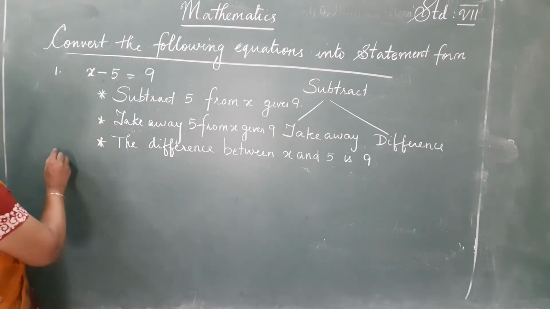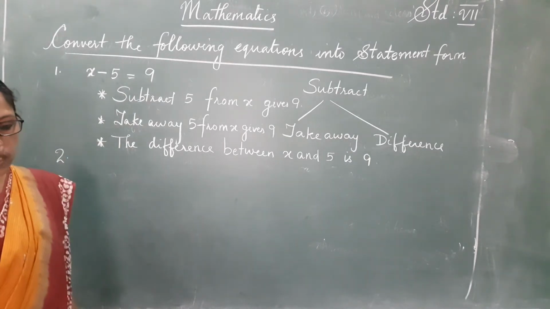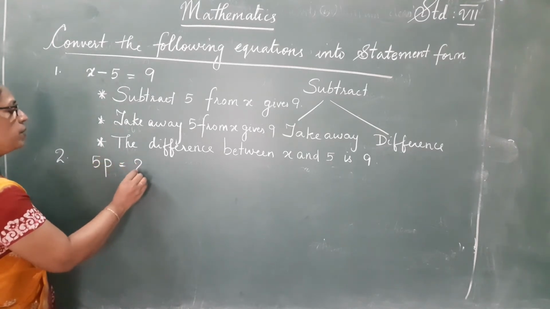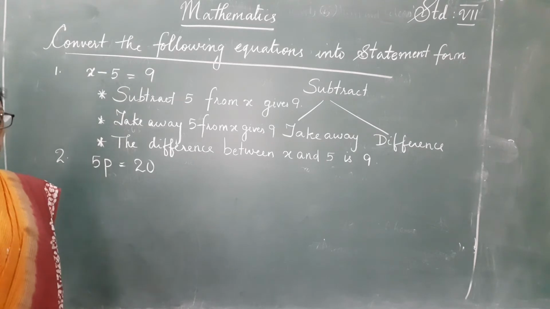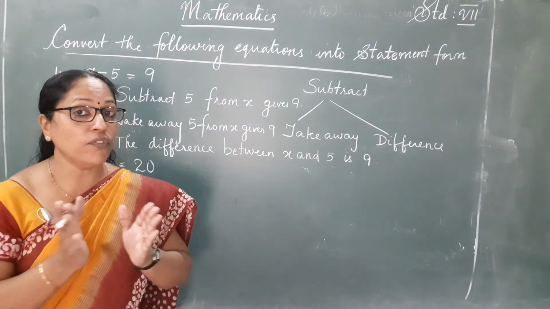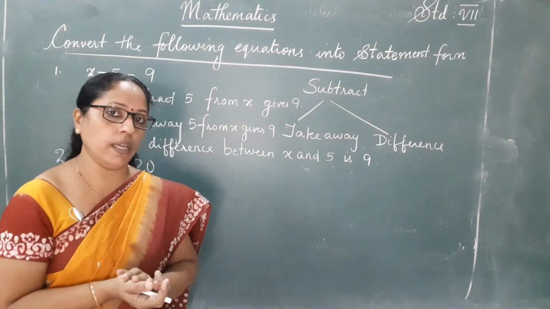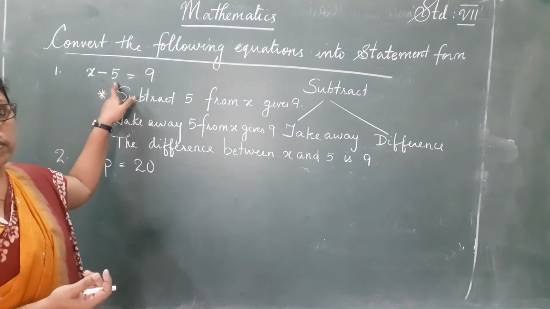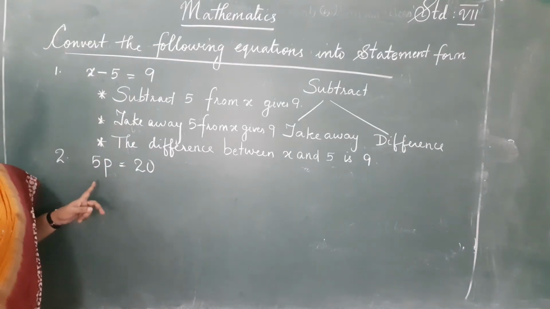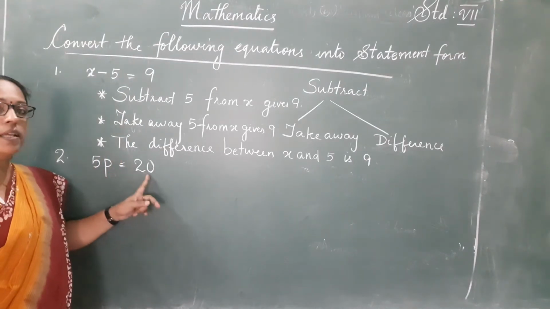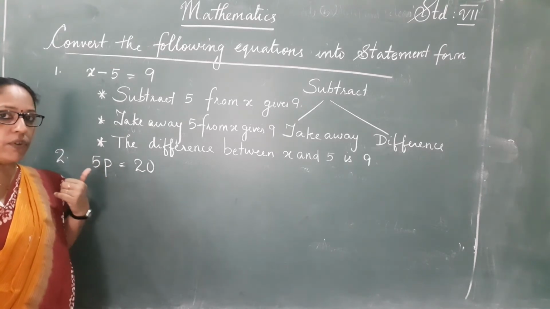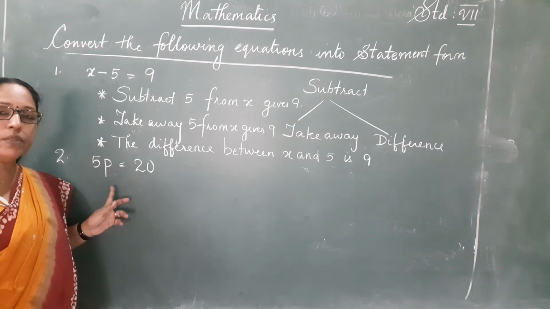Okay. Now move on to the next, the second one. 5p is equal to 20. When you get an equation, first check the operation. Here in the previous equation the operation given was subtraction. Now come to the next equation, 5p is equal to 20. How do you create a statement for it? Check the operation. Come on, what is the operation here?